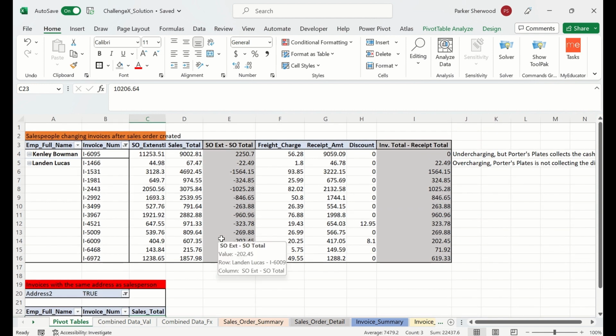I'd like to point out that even though I used pivot tables, this definitely isn't the only way or necessarily the one correct way to solve this challenge. So I'm excited to see what pivot tables or visualizations you use to investigate this data.